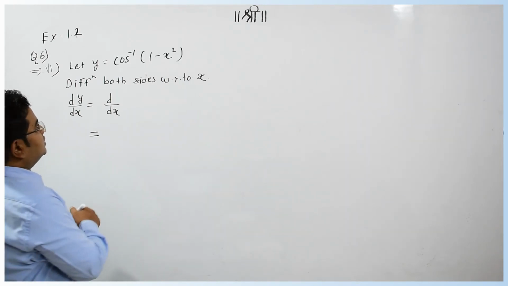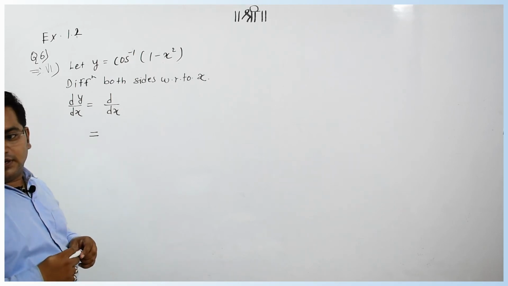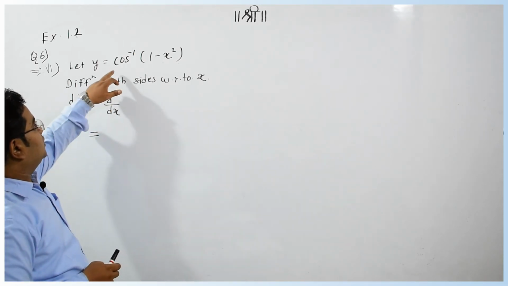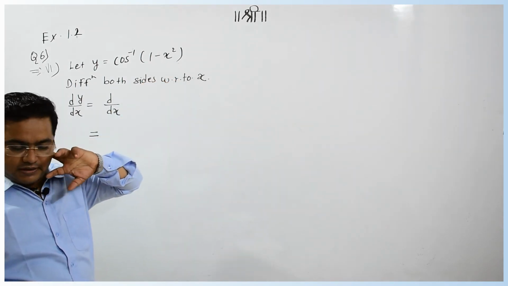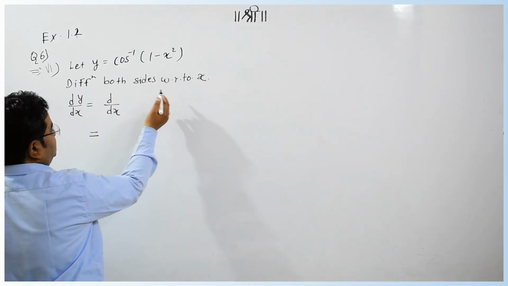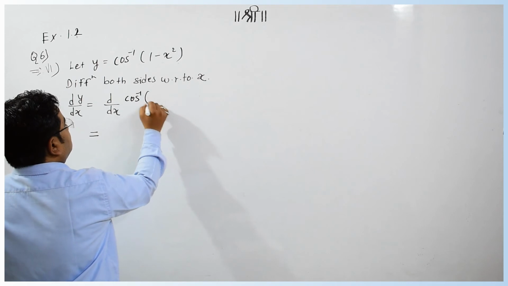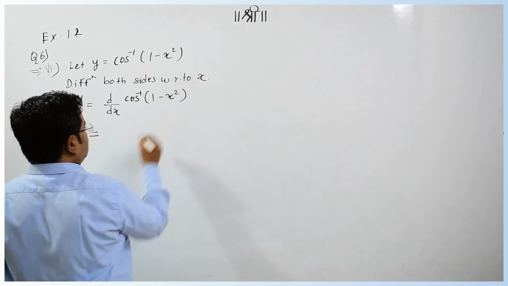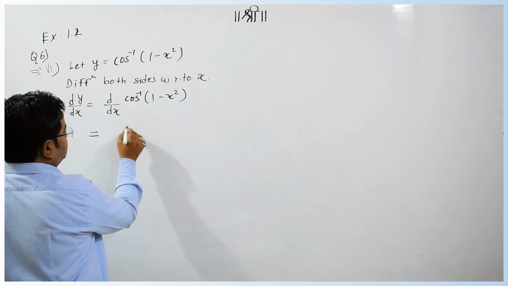Our next question is regarding cos inverse of 1 minus x square. So we need to think about it again, and differentiating both sides with respect to x, what will happen? So cos inverse of 1 minus x square. Again we need to use our formula, so I would like to directly substitute the values.